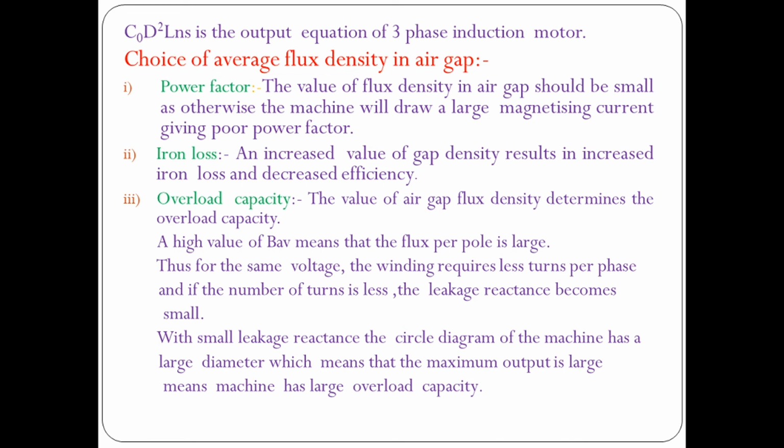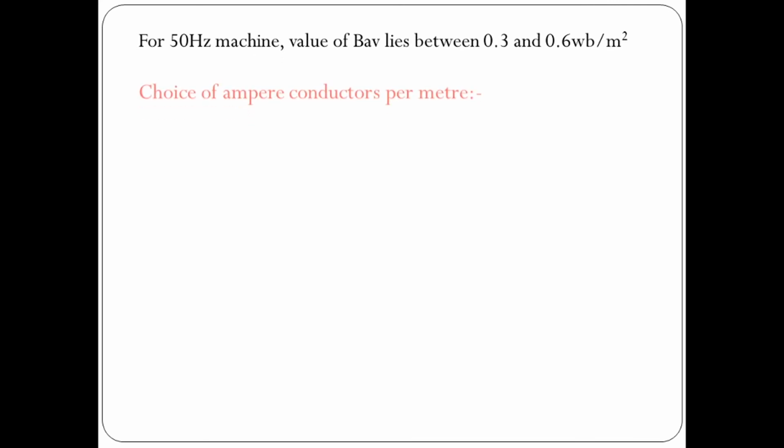If you choose a high value of Bav, that is flux density, it means flux per pole is large. Therefore, for the same voltage, the winding requires fewer turns per phase. With fewer turns per phase, leakage reactance also becomes less. If you see the performance characteristics of the induction motor, this gives a large diameter, which means the maximum output is large, which means the machine has large overload capacity. So these three parameters affect the average flux density in the air gap.